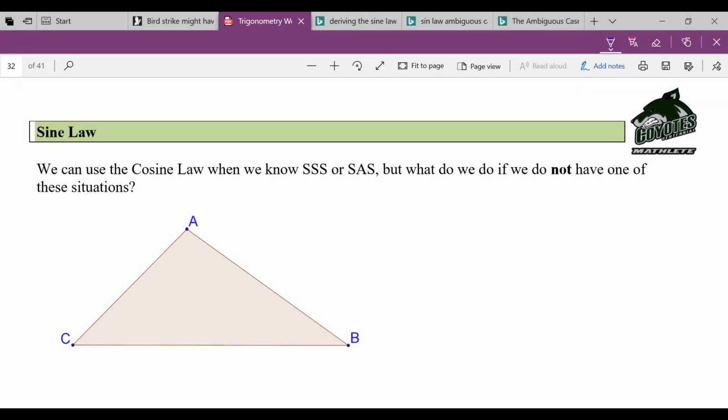We have a cosine law. Would it much surprise you if I told you that there is also something called a sine law? All right, well, there is. So let's review. Don't write this down yet, but let's just quickly review what the cosine law tells us.